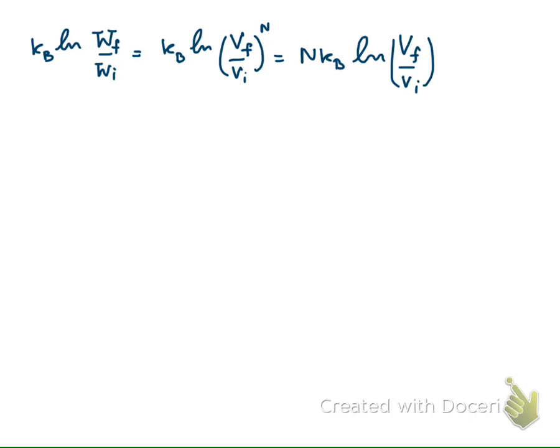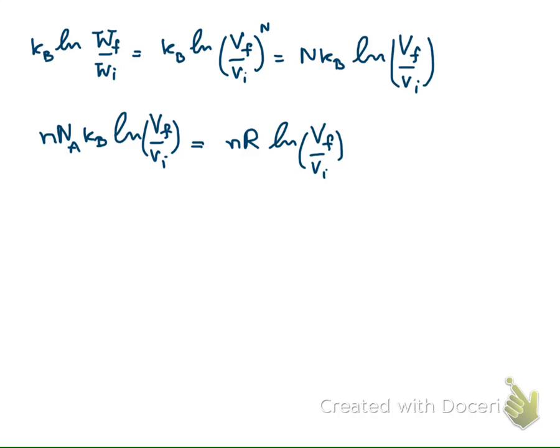This n kB can be expressed as small n NA kB log Vf over Vi, where small n is the number of moles of the gas and NA is the Avogadro number. So small n times NA is the total number of gas molecules N. But NA times kB is equal to the universal gas constant R. So we have that this is equal to small n R log Vf over Vi.